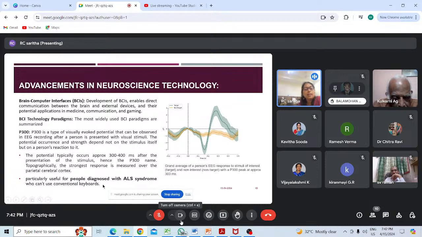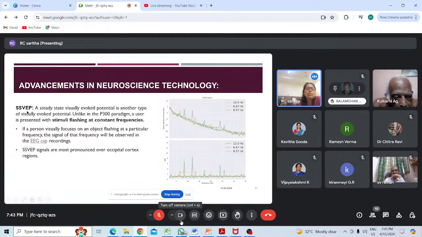And usually this method will be useful for diagnosis of ALS syndrome, where conventional keyboards can't be used. Those people are not able to use keyboards, and can only react with eye movement or something similar. Such things can be diagnosed by using P300. An example has been given here showing the targets and non-targets. The targets can be identified by using the EEG response when visual stimuli are presented.